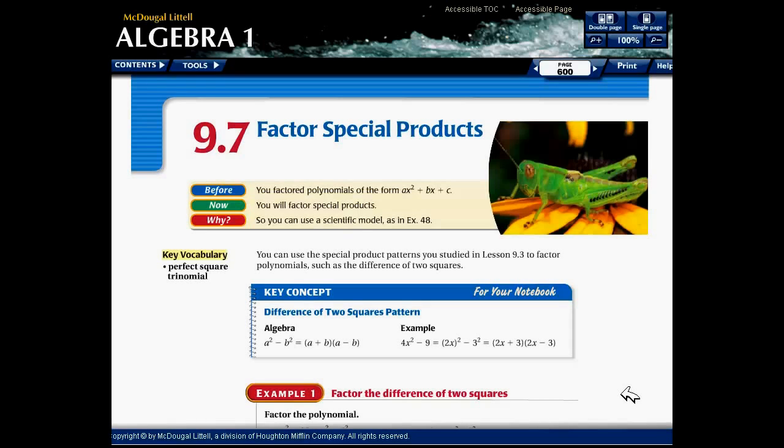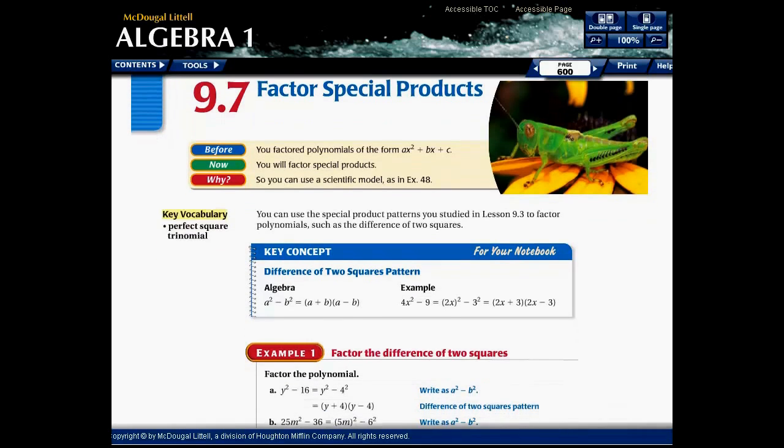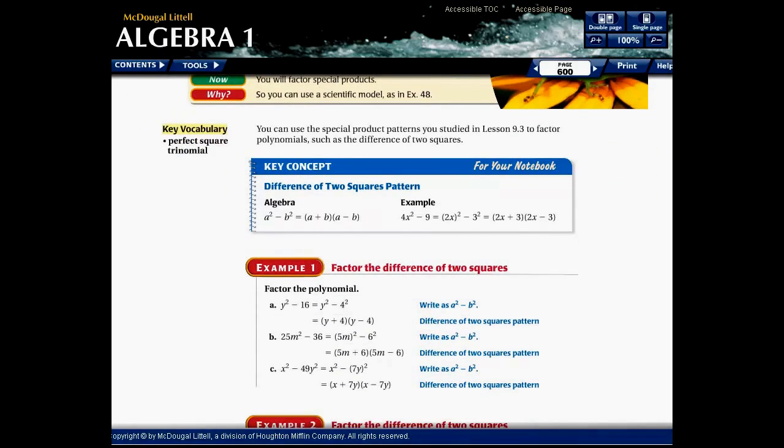Lesson 9.7, factoring special products. So we're still factoring polynomials. That part hasn't changed, except now we've got some special cases, maybe some exceptions, maybe some that just have some special rules. That's what this one is about.